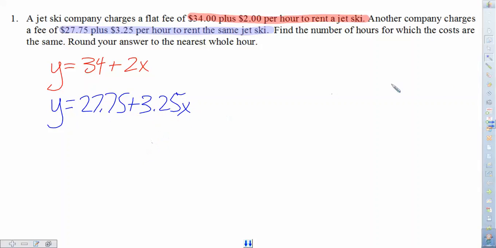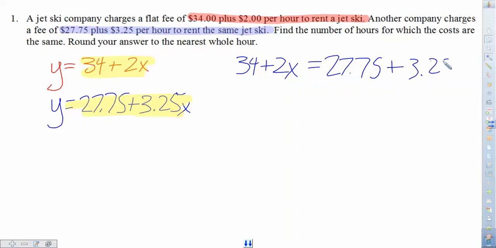So we're trying to figure out when they're the same. Nice thing is we have y being equal to this expression right here, and y is also equal to that expression right there, so we can assume they must be worth the same amount and set them equal to each other. So 34 plus 2x must be equal to 27.75 plus 3.25 times x. We're pretty much just solving this algebra problem. You're probably going to want to keep those variables positive, so the best way to do that would be subtracting the 2x from both sides of the equation.